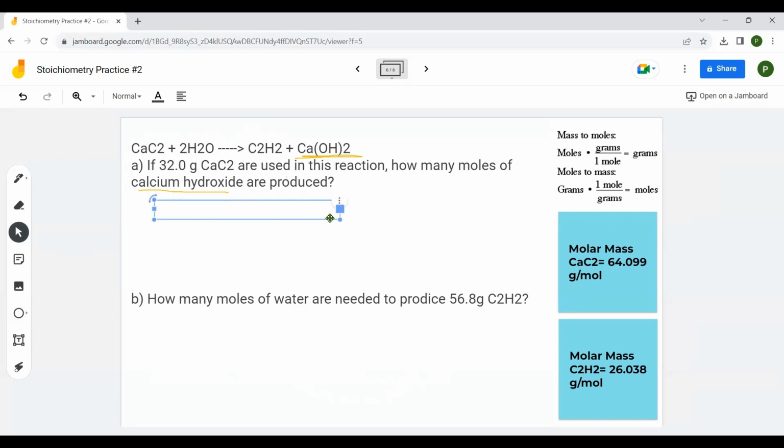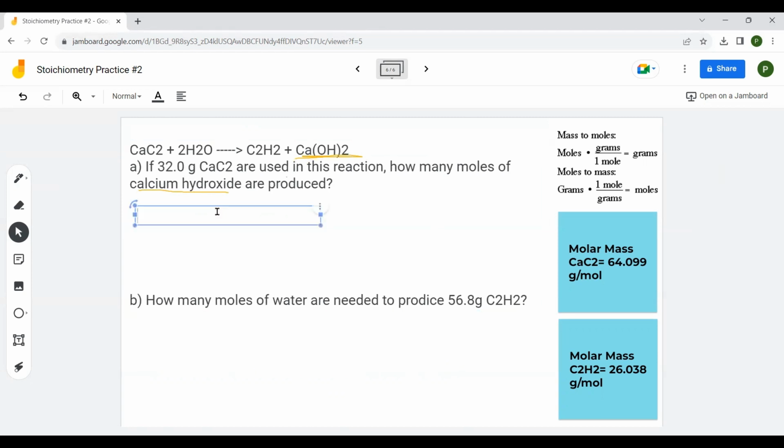We're starting off with grams, but our ratios are in moles. So before we do our mole ratio, we're going to have to convert from grams to moles. In our last slide, we did the conversion after, but because this is flip-flopped from what we were just doing, we're going to do our conversion first. So we need to get our CaC2 from grams into moles. So I have 32 grams of CaC2.